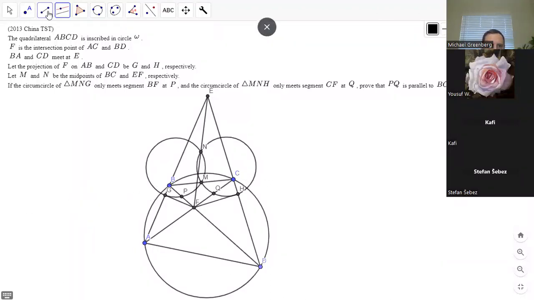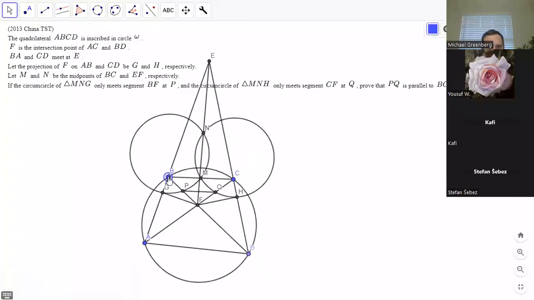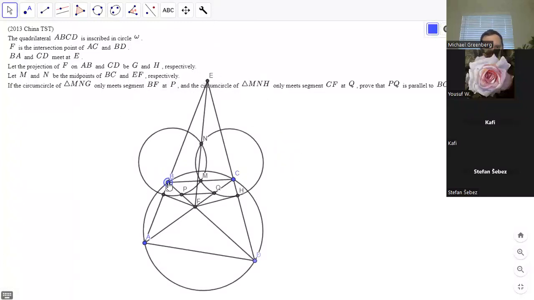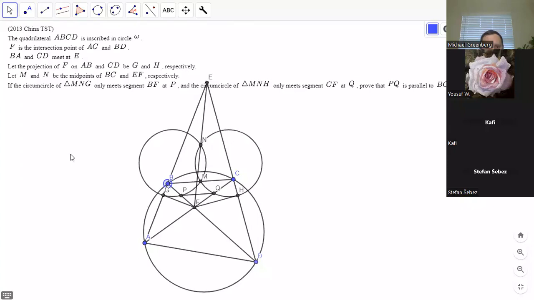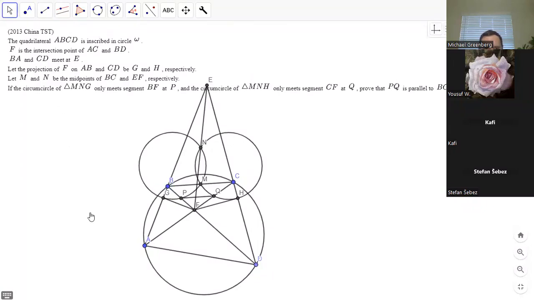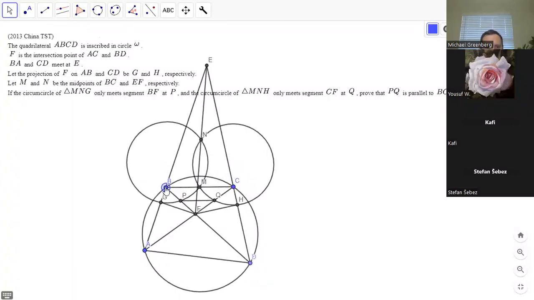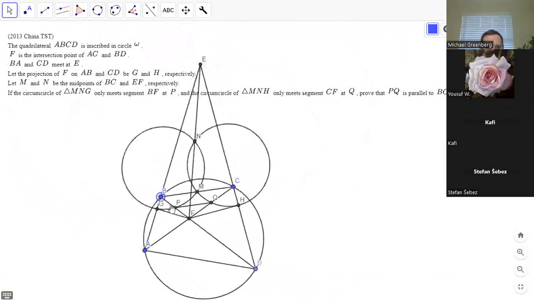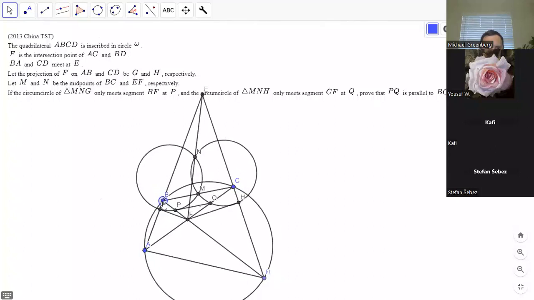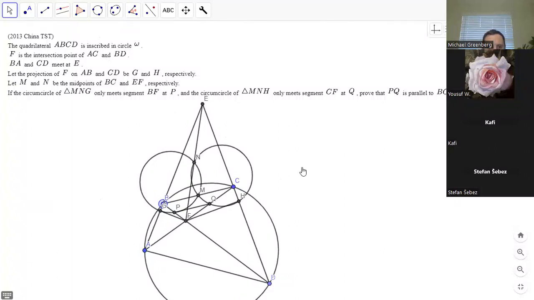So we probably want to show that BP over BF is CQ over QF or something like that. I could check to see if these are the same size. It looks like they are. And also, P and Q seem to be the midpoints. Okay, they look like they're the midpoints, right? Yeah. So if we prove that they are the midpoints, then we are done, and that solves the problem.